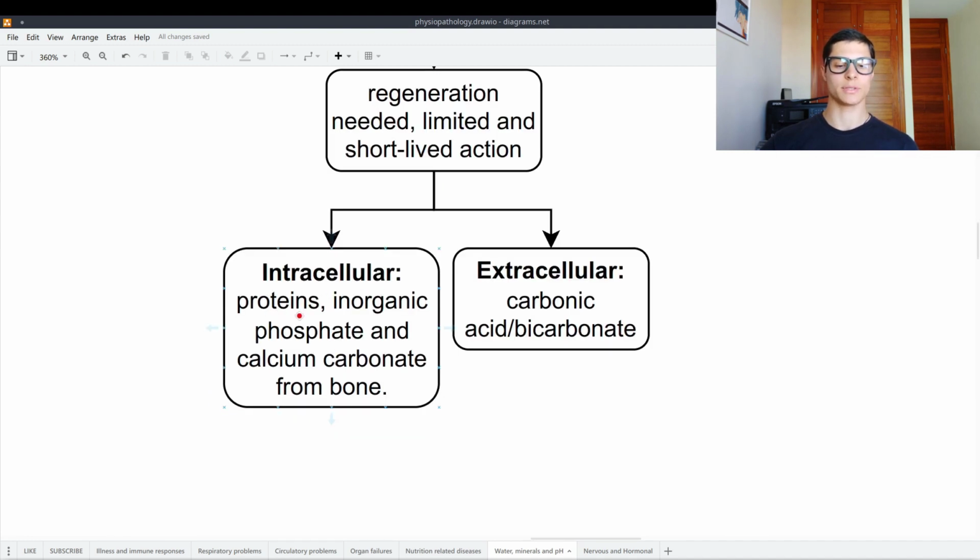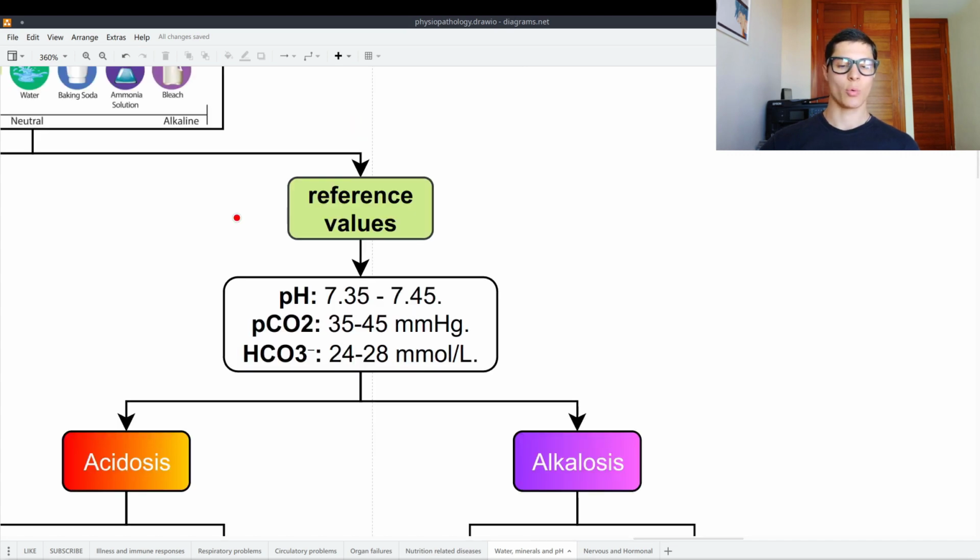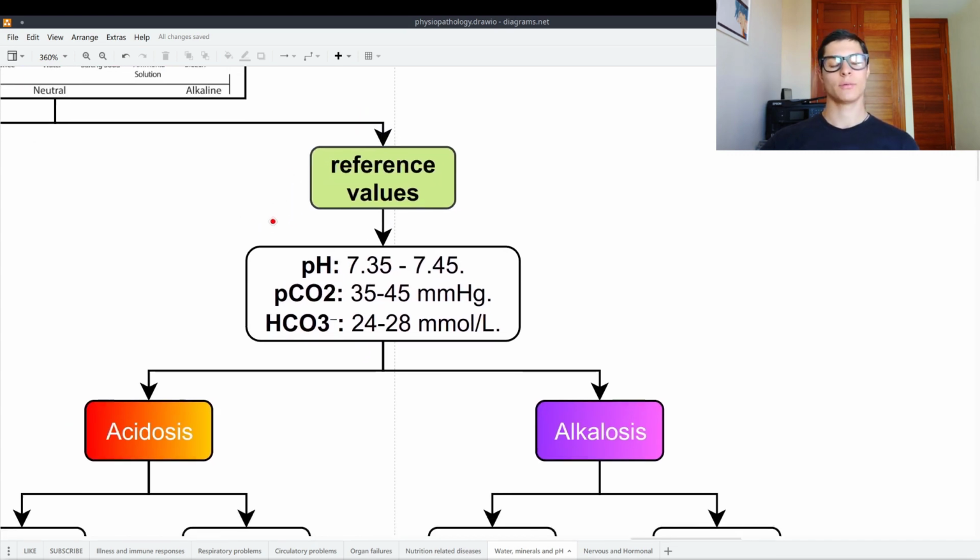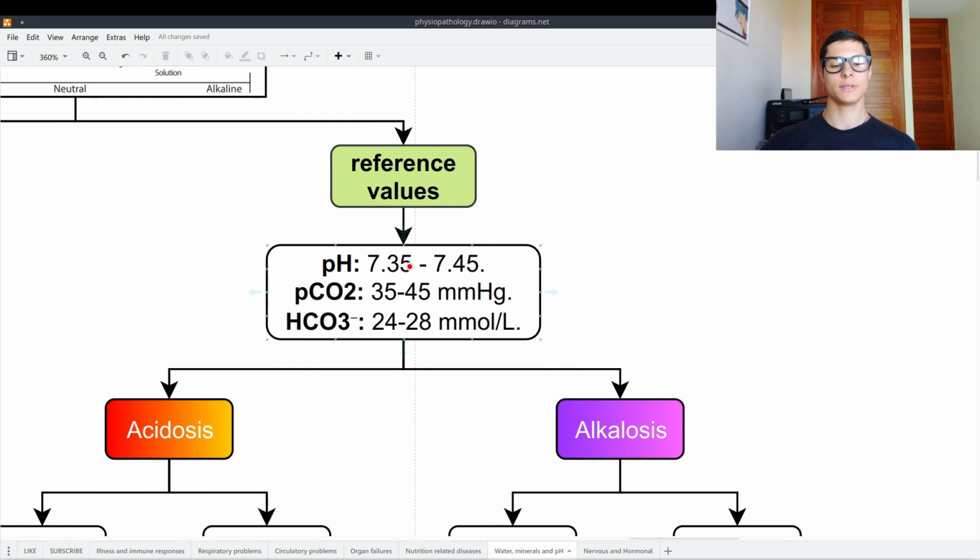Intracellular, we have the proteins, inorganic phosphate and calcium carbonate from the bone. Important: in the extracellular space, we have the carbonic acid bicarbonate. So, what are the reference values for the pH? From 7.35 to 7.45. For the pressure of CO2, from 35 to 45 millimeters of mercury. So very easy. Same as pH without the 7. And the bicarbonate levels between 24 and 28 millimoles per liter.